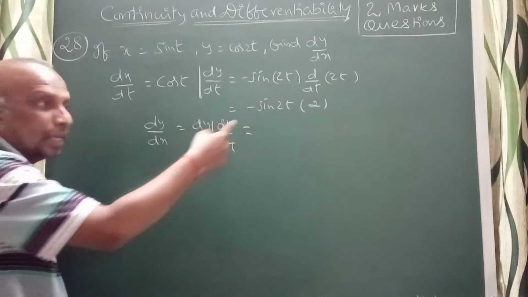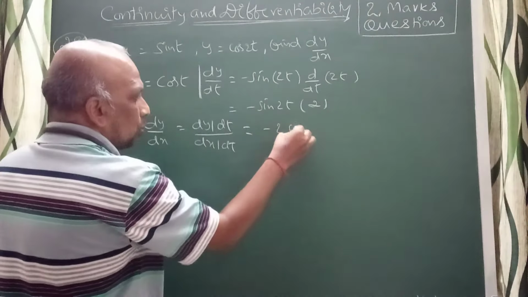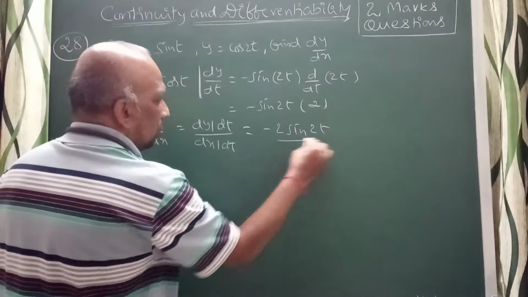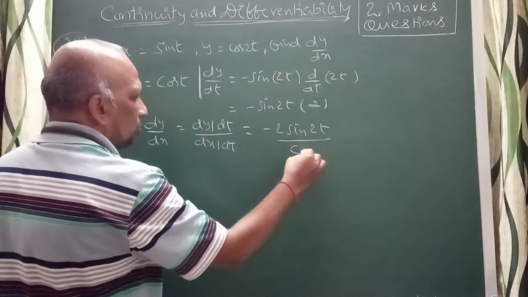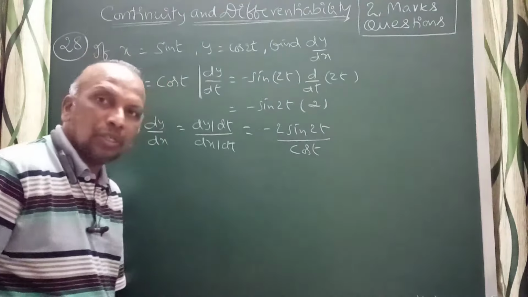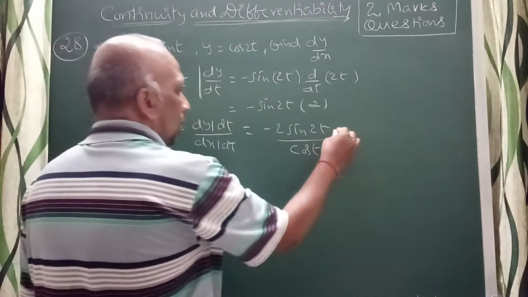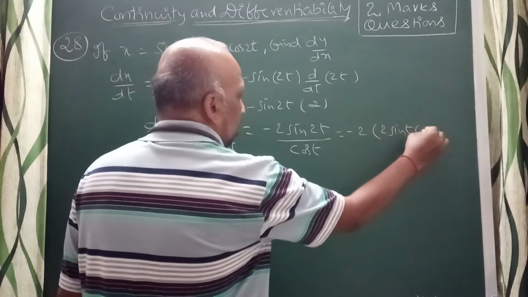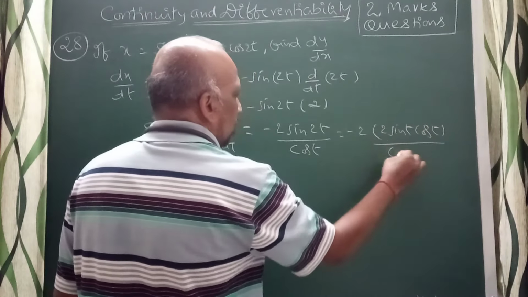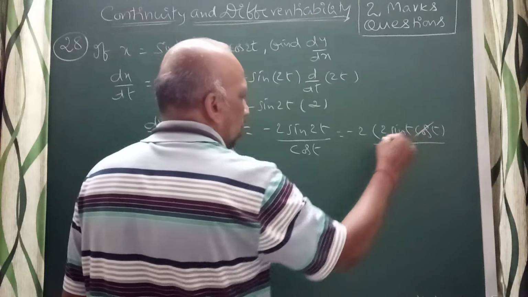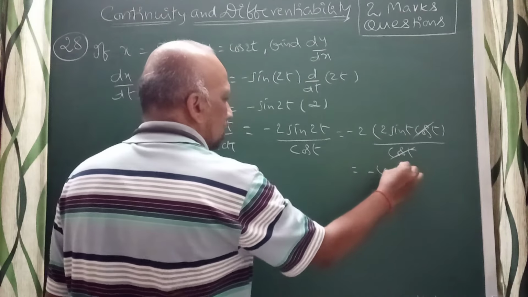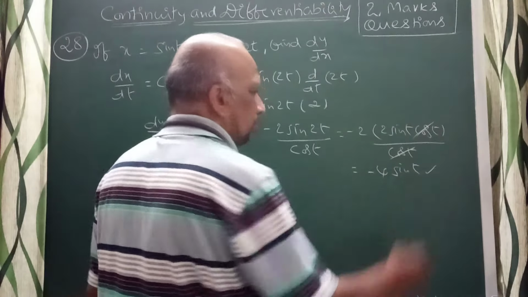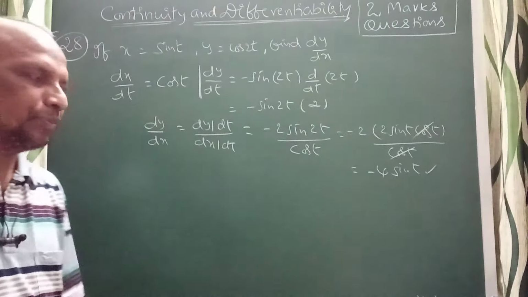So I can write minus 2 sin 2t by cos t. I can stop here. Still, if you want to simplify, I can write minus 2 into sin 2t, which is 2 sin t cos t, by cos t. The cos t gets cancelled, giving minus 4 sin t.